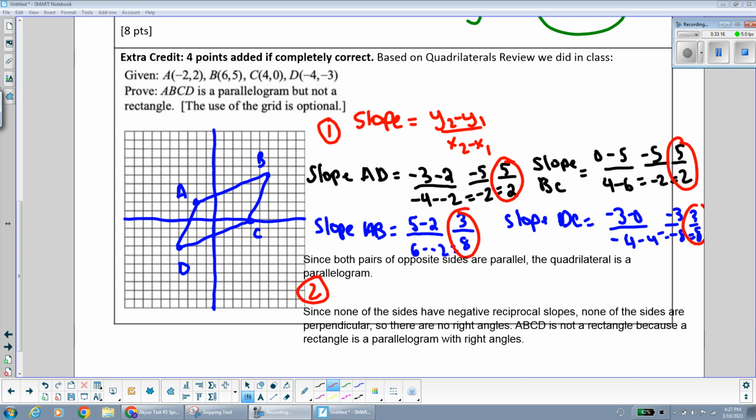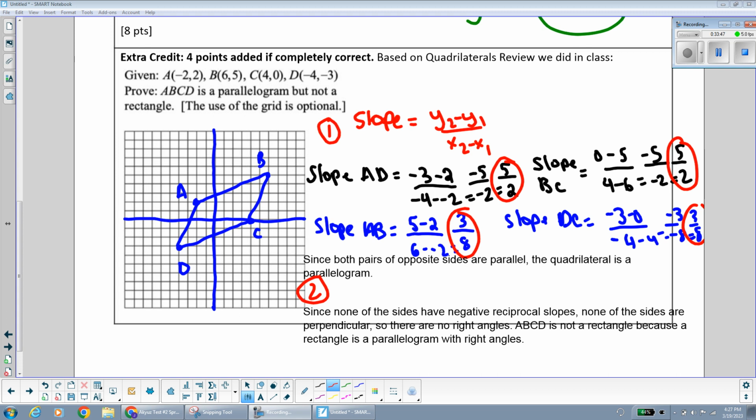And there's multiple different ways to correctly write this coordinate proof, but I'm just showing you one way, and I think it's the way that uses the least amount of work. So we do want to prove that ABCD is a parallelogram, but not a rectangle. So first, I'm going to start with proving it's a parallelogram. What I did was find the slopes of each of the sides, and my goal was to show that both pairs of opposite sides were parallel, because I know that that is one of our ways of proving that we have a parallelogram.